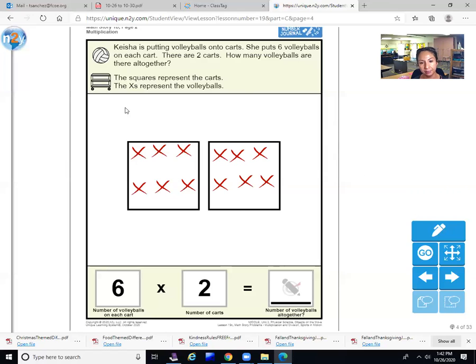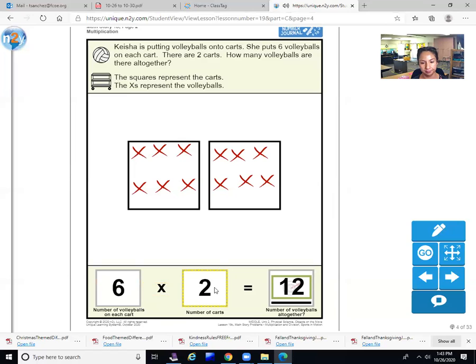Now what we're going to do is count them all together, all the X's in both of the squares. So let's count. 1, 2, 3, 4, 5, 6, 7, 8, 9, 10, 11, 12. Okay, 12 volleyballs. So on your paper, you write 1, 2 for 12. Okay, there's 12 volleyballs all together. 6 times 2 equals 12.